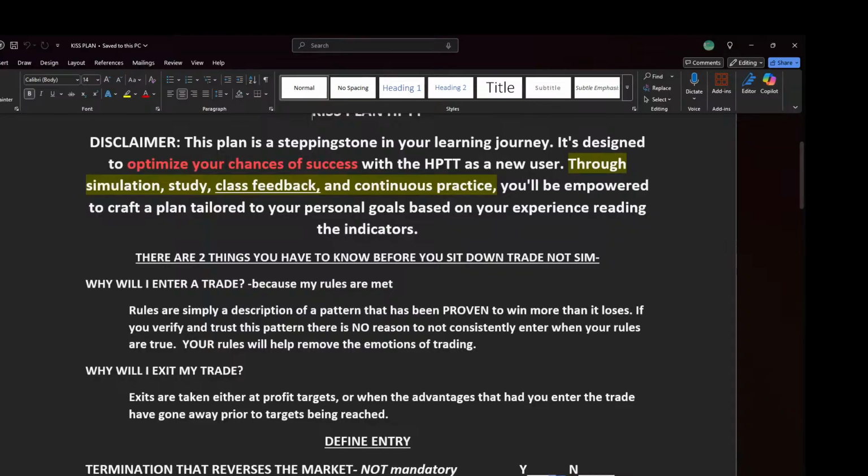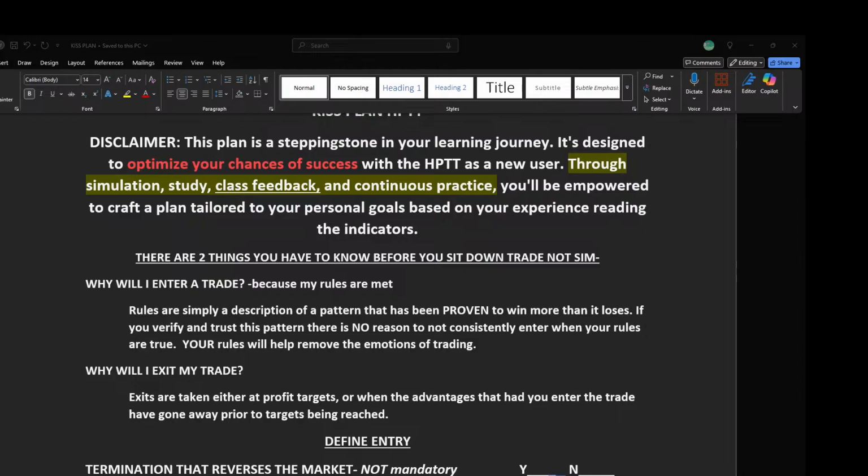But there's two things you have to know before you enter the market, not on sim. I need to know why I will enter a trade. And I know that people hate this. What do you mean I have to follow rules? If it's going up, I'll go up. Guys, your rules being met is your reason to enter a trade. Your rules not being met means that you're going to sit on the sidelines because your money is worth having an advantage. Guys, your rules describe the pattern.